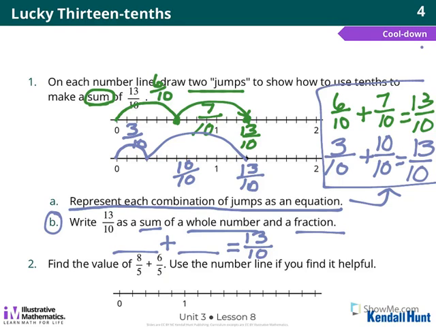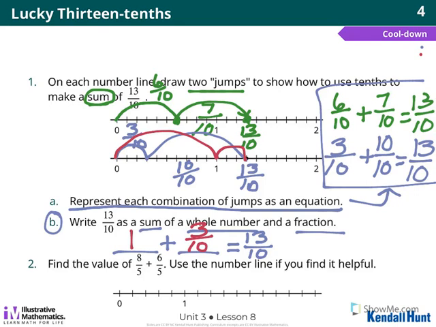So there's a few ways to go about this. I could come back to my number line, which is getting a little messy, but let me grab another color. And I could have said, okay, 1 whole, right? 1. And then to get to 13 tenths, I would go another 3 tenths.